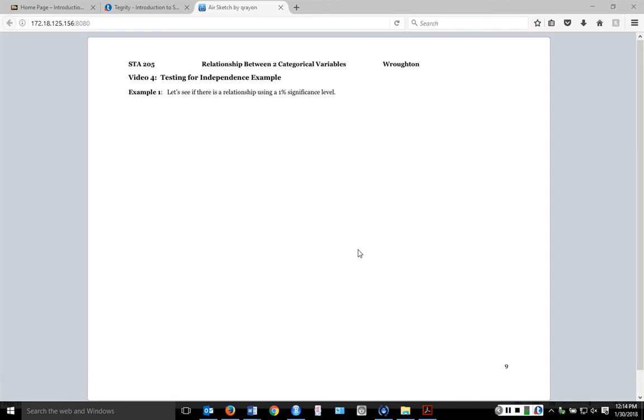So the first step is always our hypotheses. And so our null hypothesis is going to be the idea that they're independent or that there's no relationship. So our response variable is how we feel about the president. So the feelings then about the president are independent of having voted for Trump.